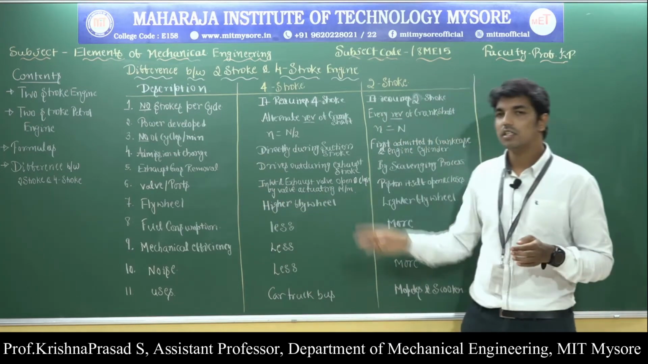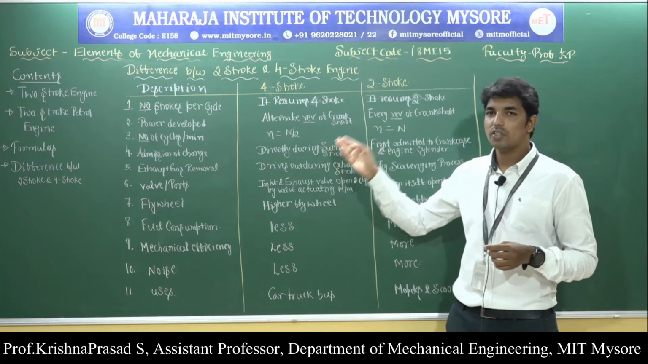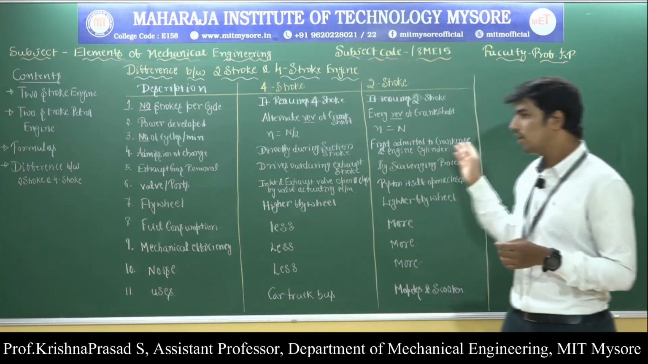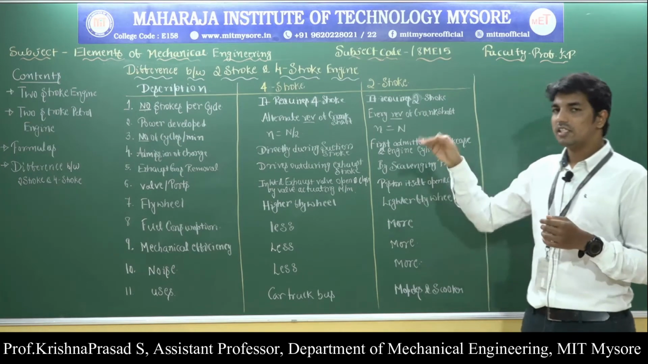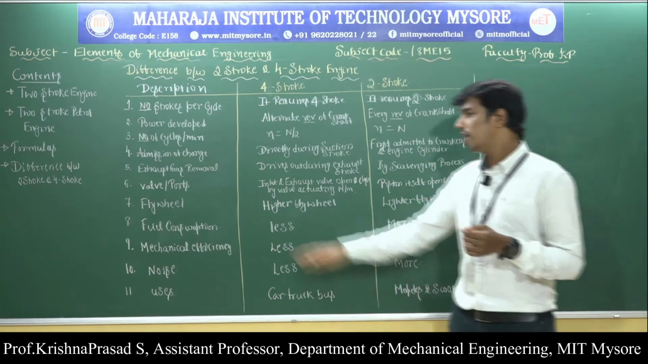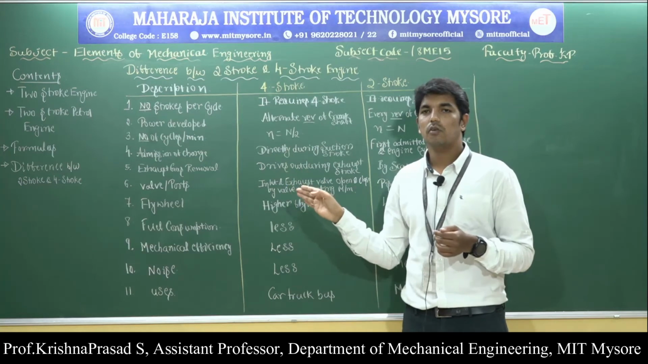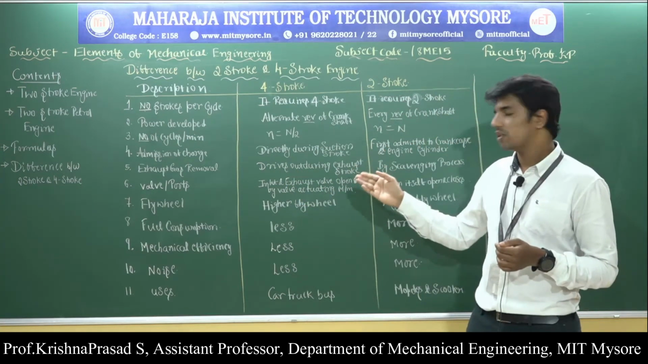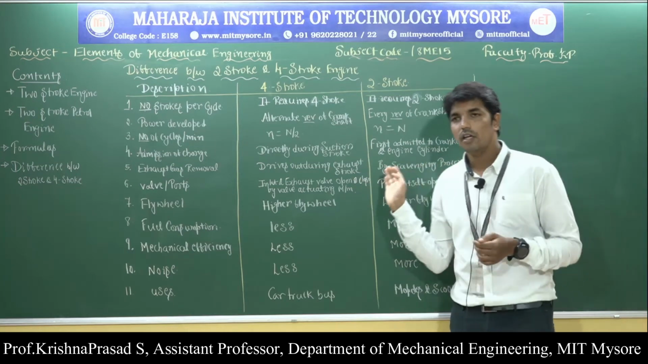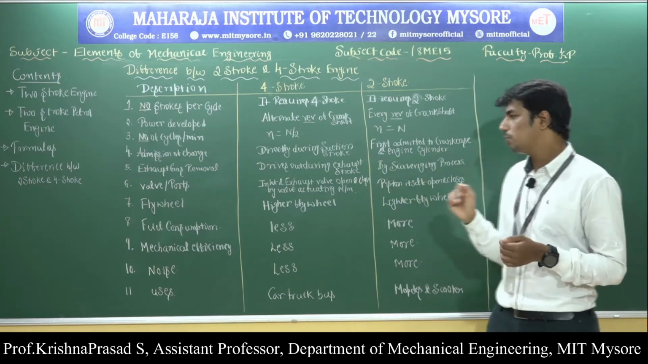Then admission of the charge. In the 4-stroke engine, admission of the charge happens during the suction stroke itself. But here the charge is first admitted into the crankcase, then it enters the engine cylinder. Then exhaust gas removal: in the 4-stroke engine, the exhaust gas is driven out into the atmosphere with the help of the exhaust stroke itself. But here it happens with the help of the scavenging process.